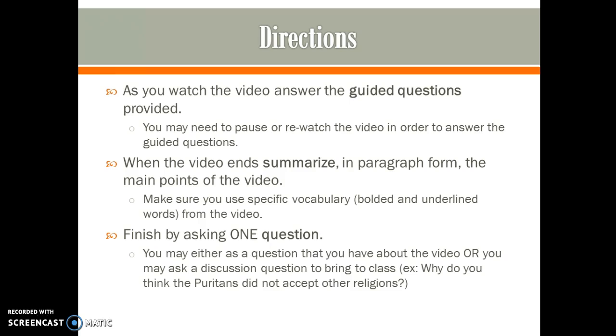Okay, so as you watch the video, make sure that you answer the guided questions that are provided. If you need to pause the video or rewatch the video in order to answer those guided questions, that's totally fine. Make sure that you are answering the questions fully and completely to the best of your knowledge. Okay, when the video ends, go ahead and summarize in paragraph form the main points of the video.